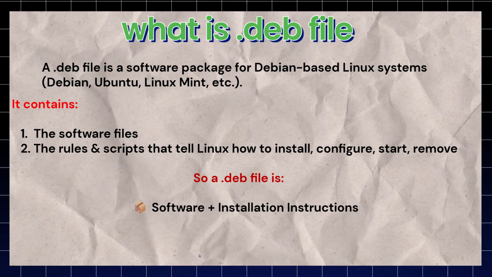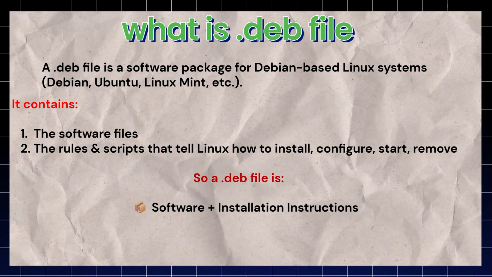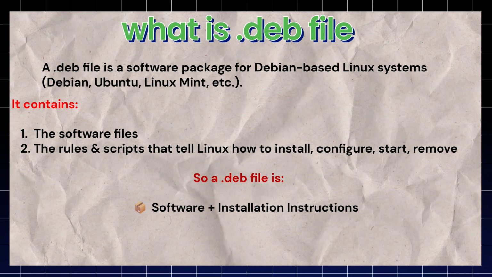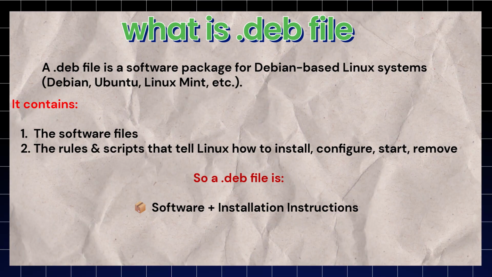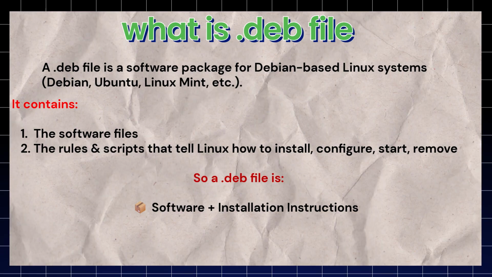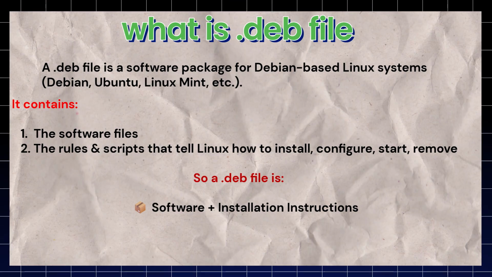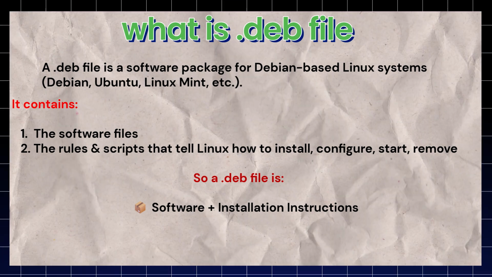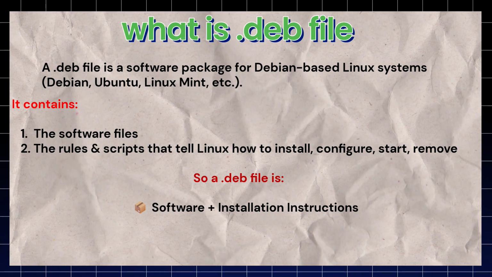Inside a .deb file, you'll find 2 things. First, the actual software files, the program you want to install. And second, rules and scripts that tell Linux how to install, configure, start, and even remove that software properly. So instead of just copying files, Linux follows clear instructions during installation. That's why we can describe a .deb file like this: software plus installation instructions. And that's what makes .deb packages smart, reliable, and easy to manage on Linux.